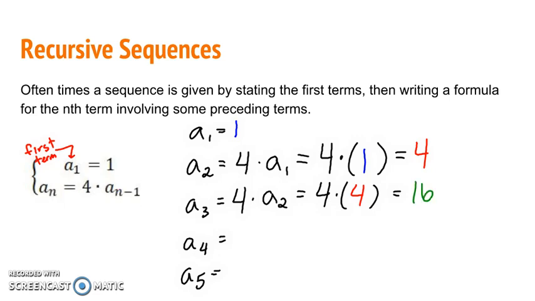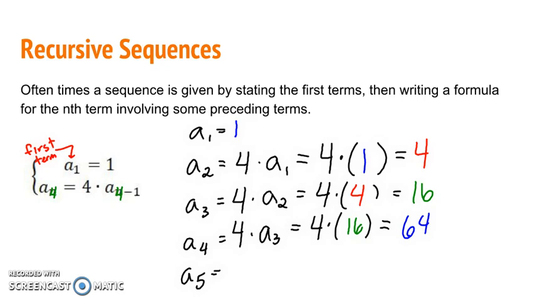Next, I'm going to look for a sub 4, which means I'm looking for a sub 4 minus 1. That gives me 4 times a sub 3. Well, what's a sub 3? I can look back at my previous term and see that a sub 3 was 16. So now I need to take 4 times 16. And 4 times 16 gives me 24 and 40, so 64. Write that in blue.